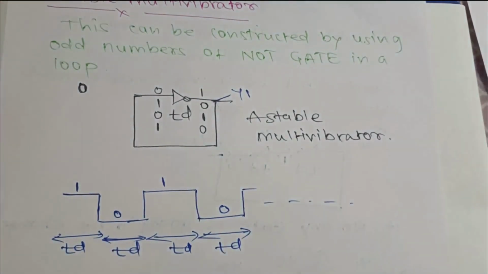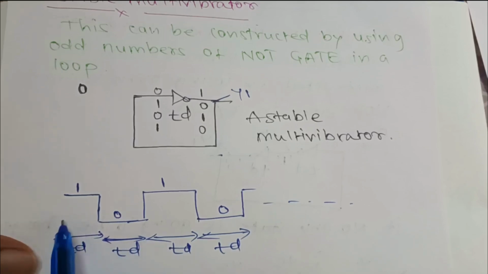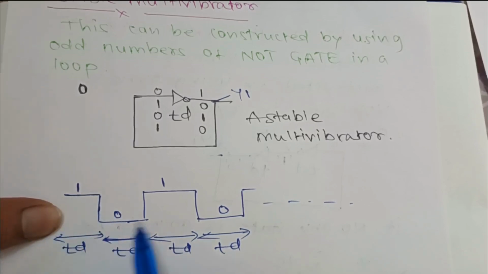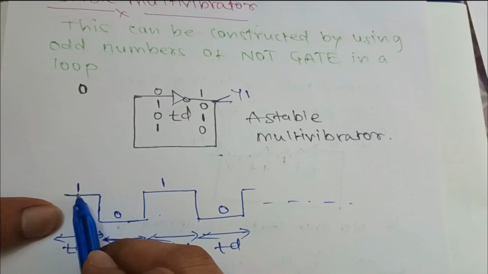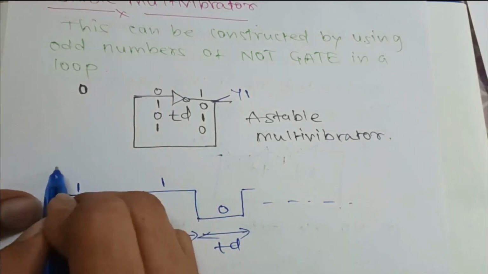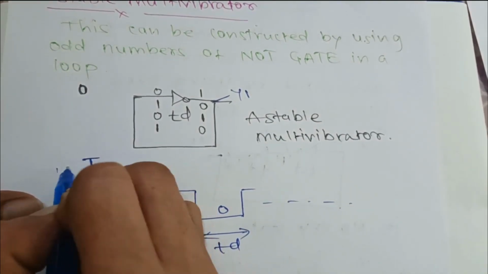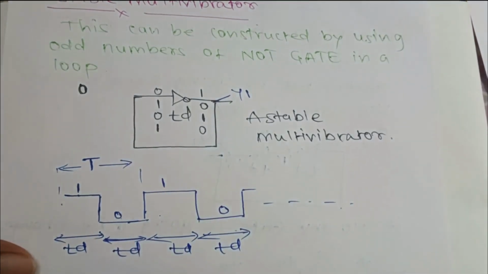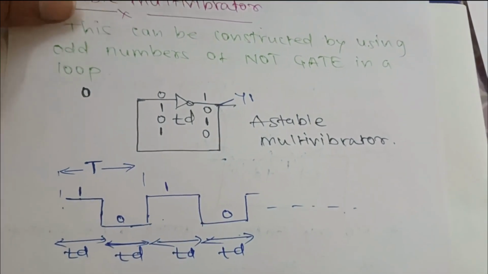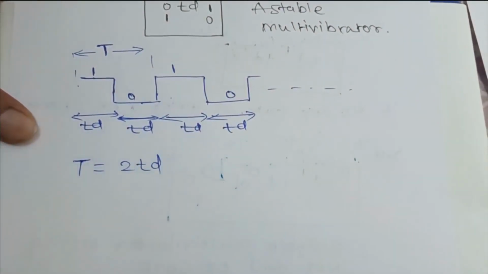So for one time period, it is going to repeat its value after 2TD, right? It's going to be 1 for TD, 0 for the next TD. For this time interval, it is going to be its time period. This whole is going to be its time period. We are representing it by capital T. So T equal to 2TD. Hope you got this.